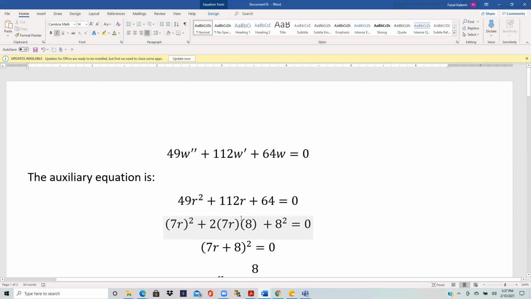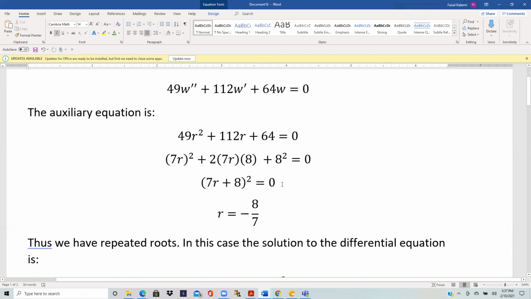And not only is it factorable, but it's a perfect square of this first base plus the second base if the middle term is positive. And if this middle term was negative, then it would be 7r minus 8. Okay, so this whole square equal to 0. So now this is a case where we have repeated roots. r is equal to negative 8 over 7, and the same root repeats twice. We don't have two different roots.